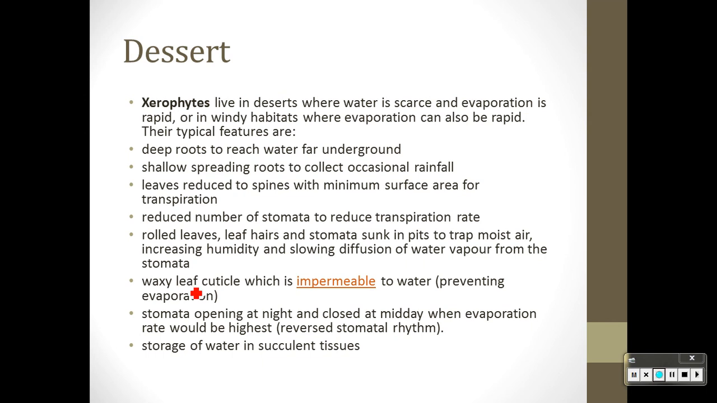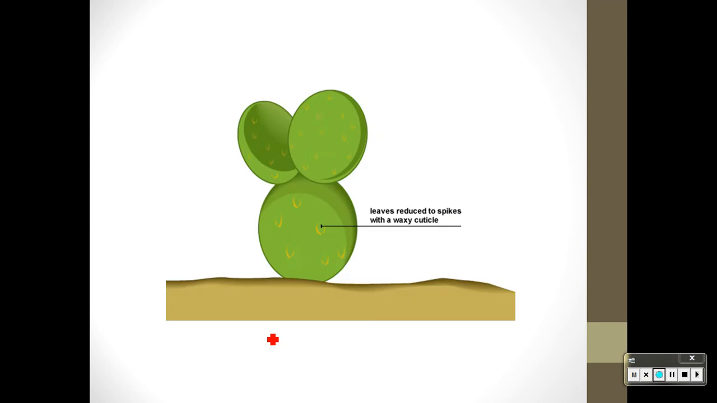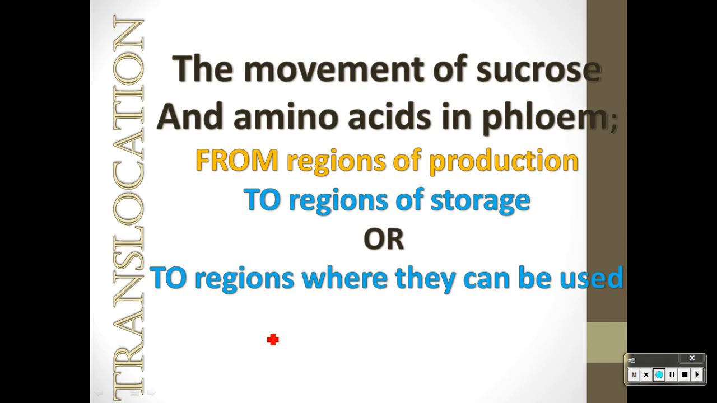They have less stomata, spines, spread roots, and so on. Oh, and they have a tendency to only open up their stomata at night. Yes, you would have less photosynthesis, but that's how they survive. So translocation, this is what I was looking for.